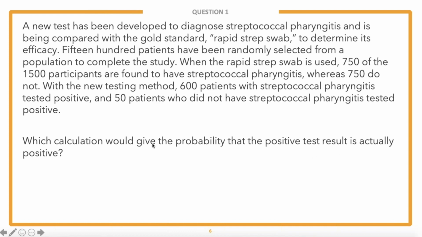Which calculation would give the probability that the positive test result is actually positive?